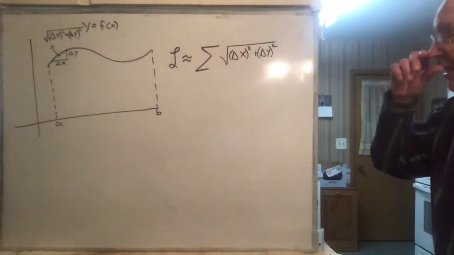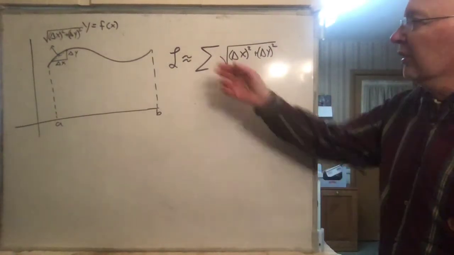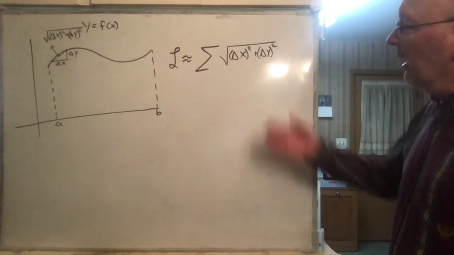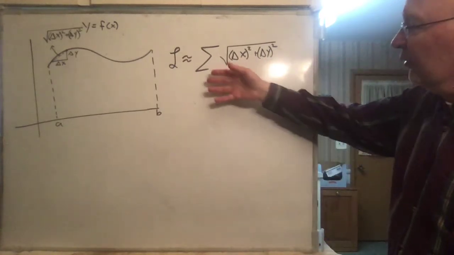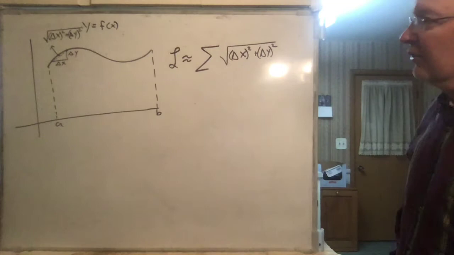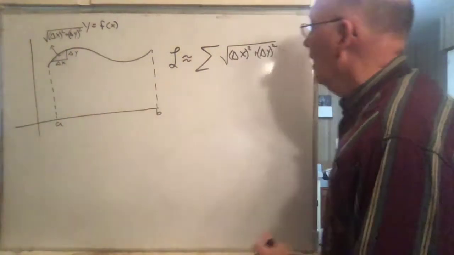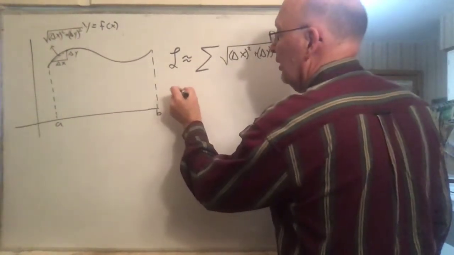Like so. So that's approximately equal to that. And now, before I go ahead and take the limit, which is what you do now, you take the limit as delta x goes to 0, same as we've done before. I'm going to do a little bit of algebra here.